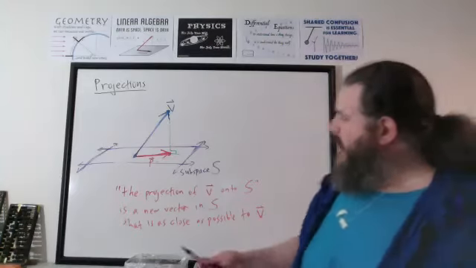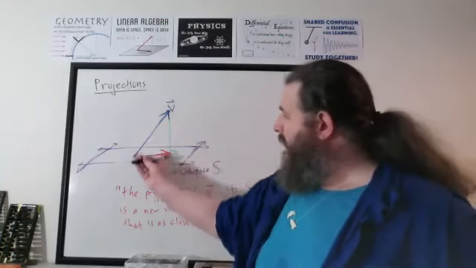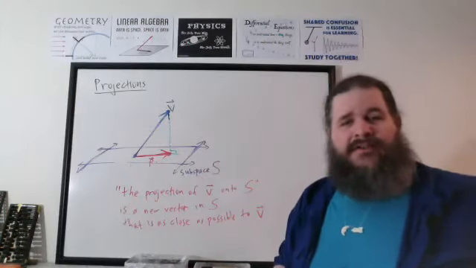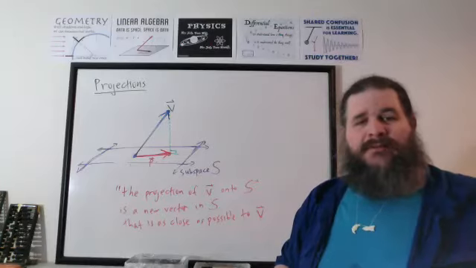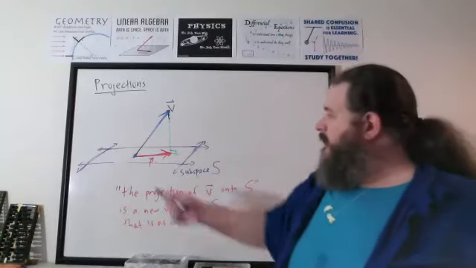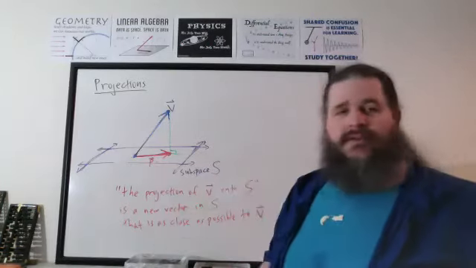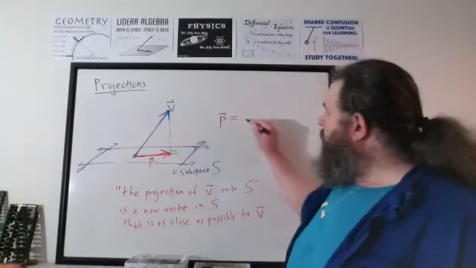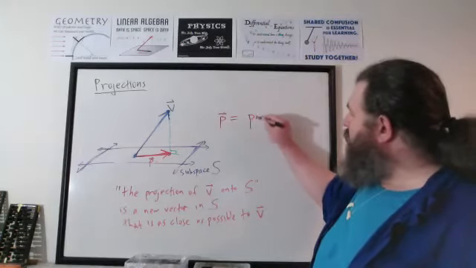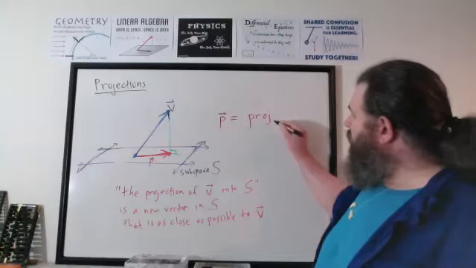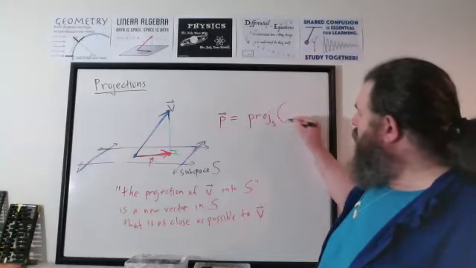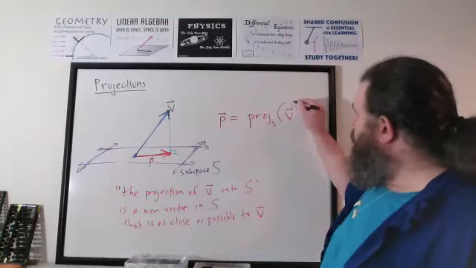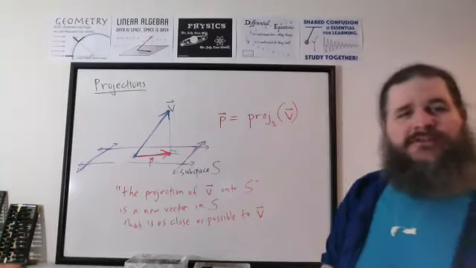So you could think of this as taking vector V and sort of flattening it onto the subspace, flattening it onto this plane, or whatever the subspace happens to be. So we call that the projection of vector V onto subspace S. And the notation we usually use for that is we write it as projection, proj sub S, of vector V. So we use essentially function notation for this.